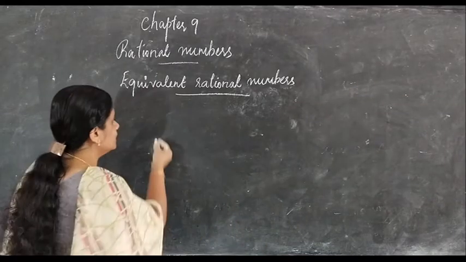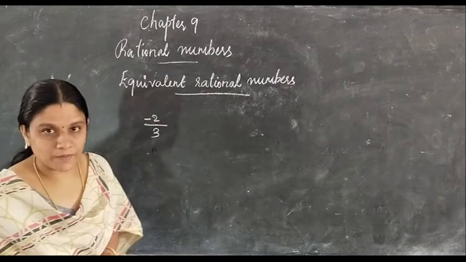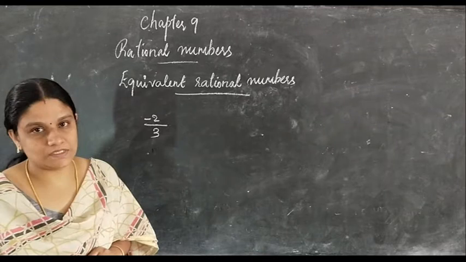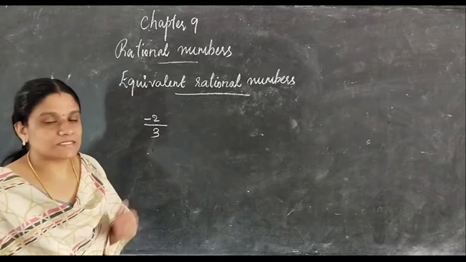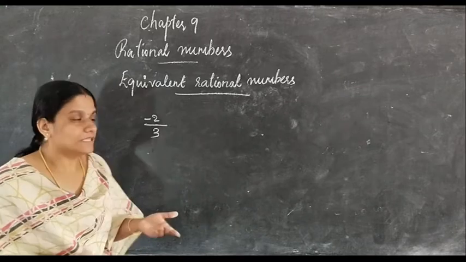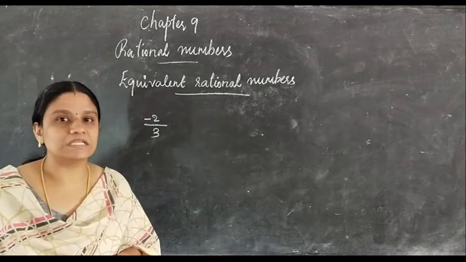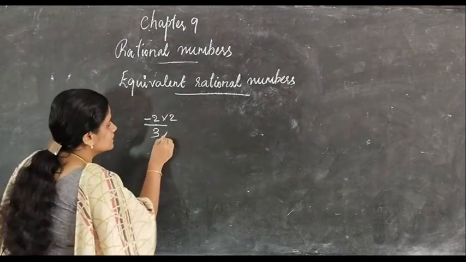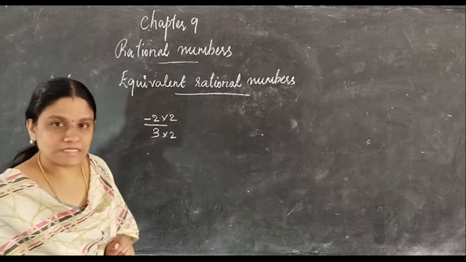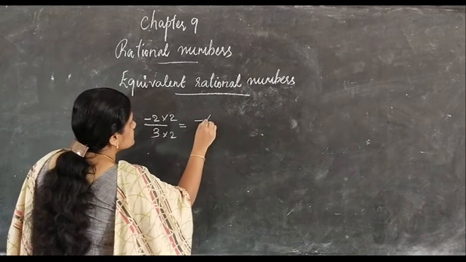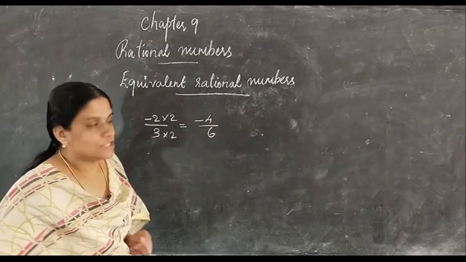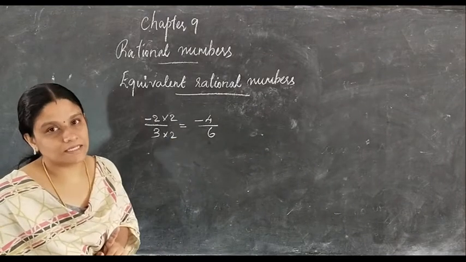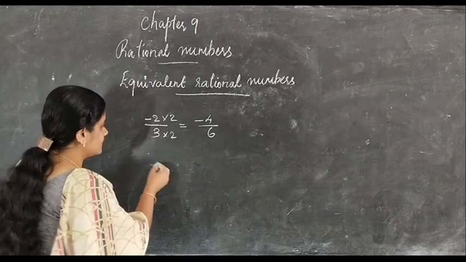So, for example, negative 2 by 3. Children, this is a rational number. Now we have to make an equivalent rational number for this. As I told you, you have to multiply the numerator and denominator with the same integer. So if I take 2 as an integer, with numerator and denominator, what is the answer? Negative 4 by 6. So this is an equivalent rational number of negative 2 by 3. Clear or not?